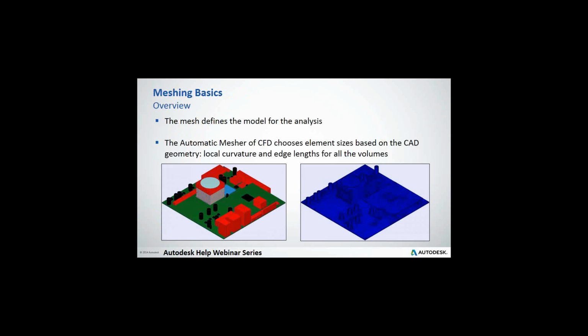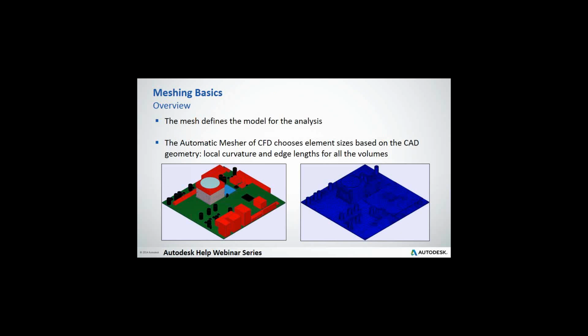So, the basics of meshing. Mainly the mesh defines the model for the analysis. CFD takes the CAD geometry that you give it and then represents it with elements to process results of the analysis. Then in Autodesk CFD, use the automatic mesher, which chooses element sizes based on the CAD geometry. That means CFD looks at the curvature of your geometry and edge lengths of all the volumes.